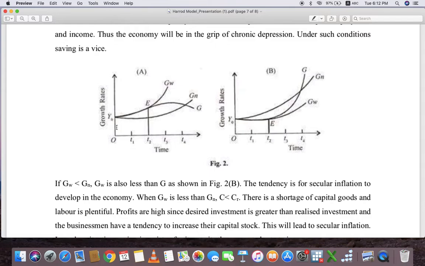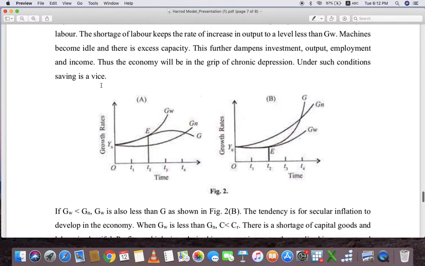So, this situation is denoted in panel A. Here the economy starts from Y0, that is full employment level of income, and then G is GW and Gn, that is the same path up to point E, that is up to time period T2. But then since Gn, the natural growth rate, is less than GW and G, G cannot increase along the path GW beyond point E.